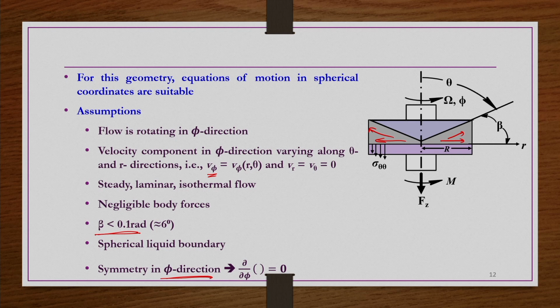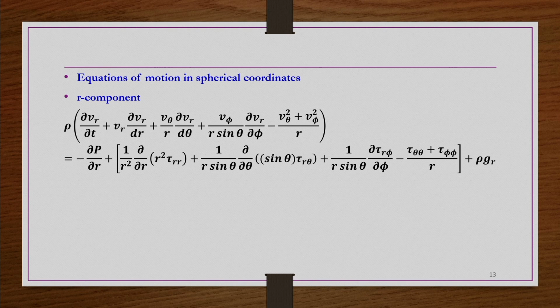So now using these constraints, we are going to simplify the r, theta, phi components of the equations of motion, so that we get some simplified equations, which we can use to get information about shear stress, shear rate, and normal stress differences, etc. So let us start with the r component. So the r component of the equation of motion in spherical coordinates, this is what we have. Now to this equation we are going to apply the constraints that we have seen in the previous slide.